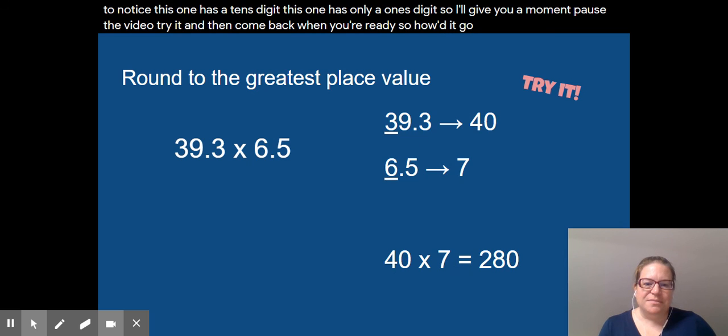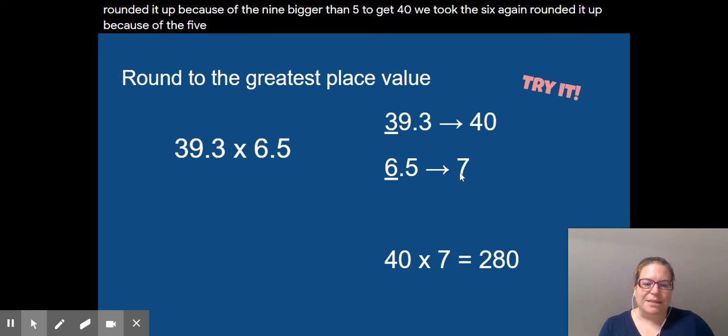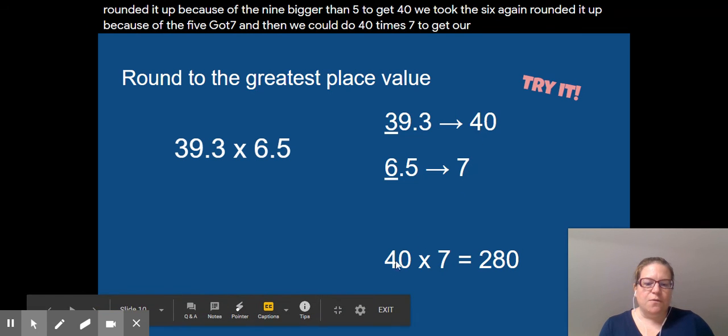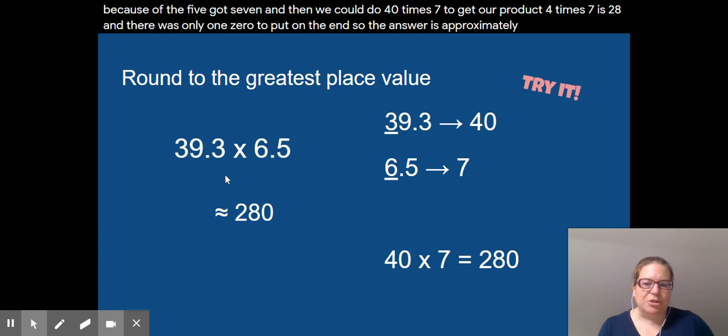So how'd it go? We took the 3 and rounded it up because of the 9, bigger than 5, to get 40. We took the 6, again rounded it up because of the 5, we got 7, and then we could do 40 times 7 to get our product. 4 times 7 was 28, and there was only 1 0 to put on the end. So the answer is approximately 280.